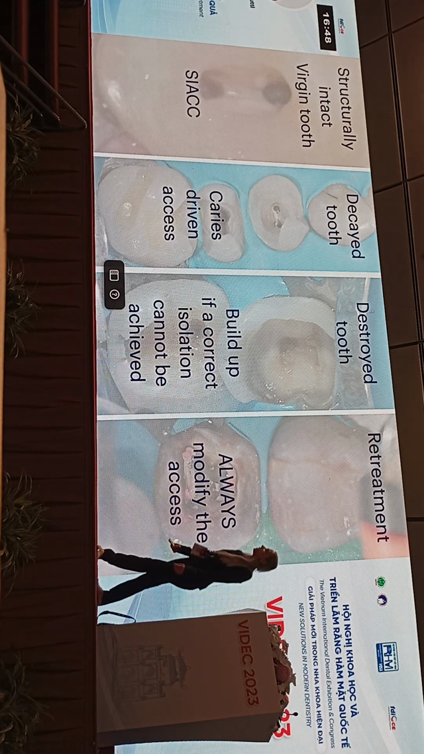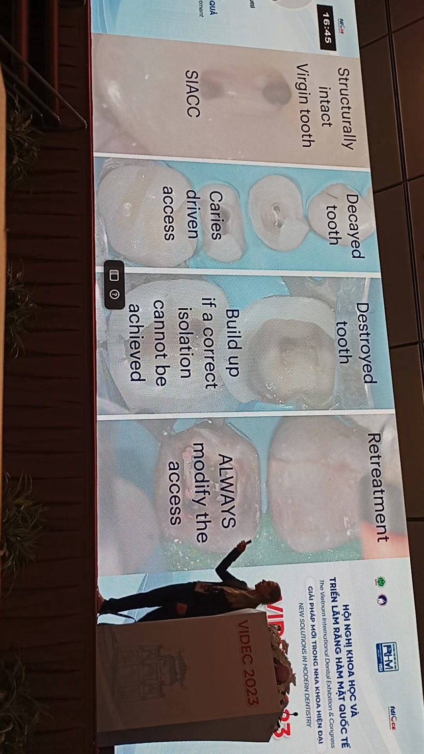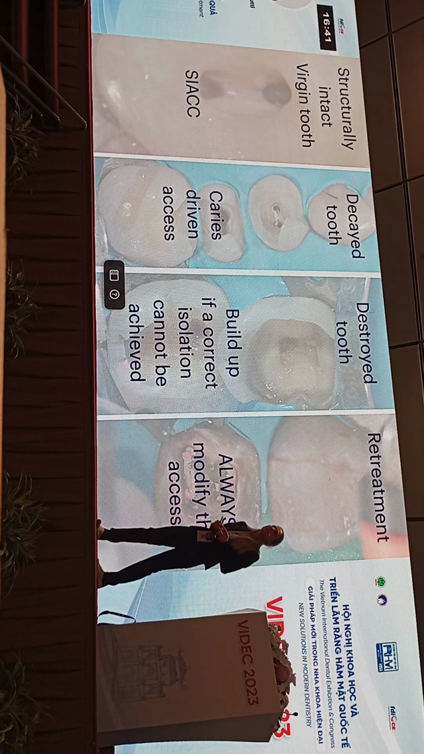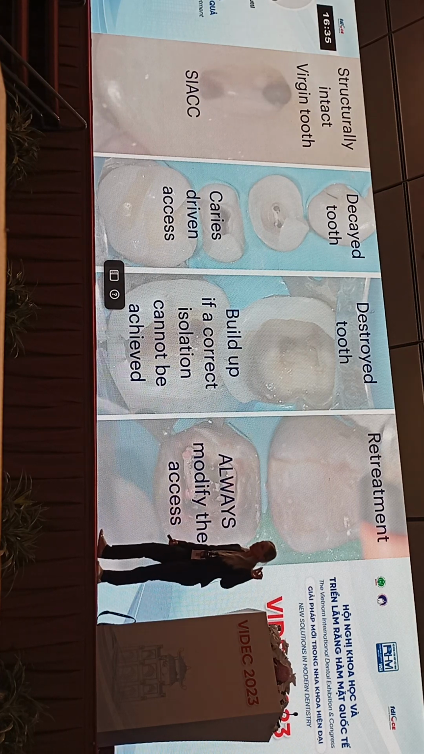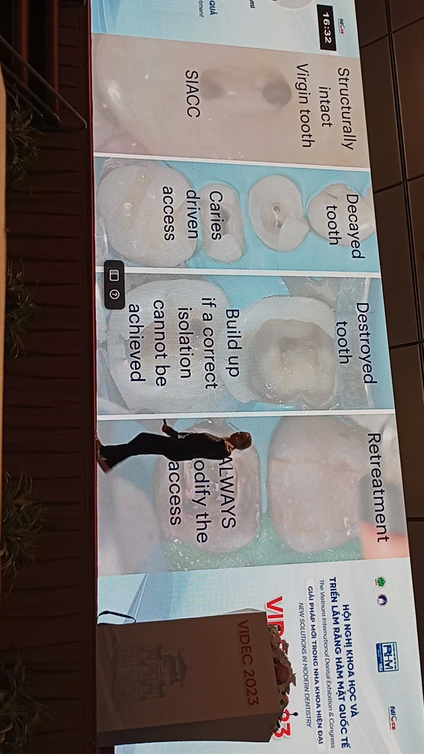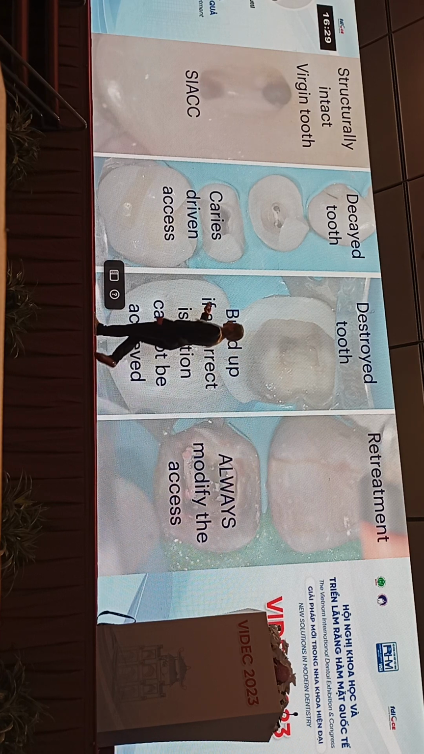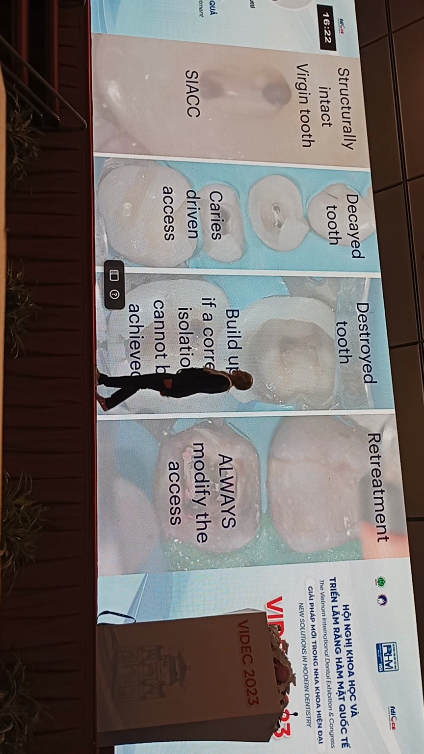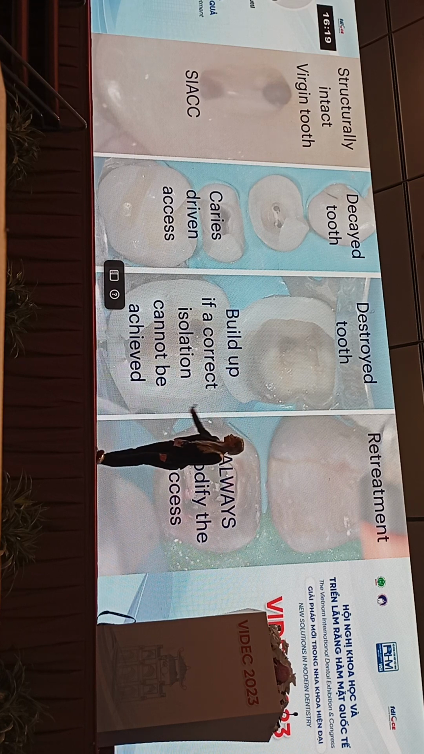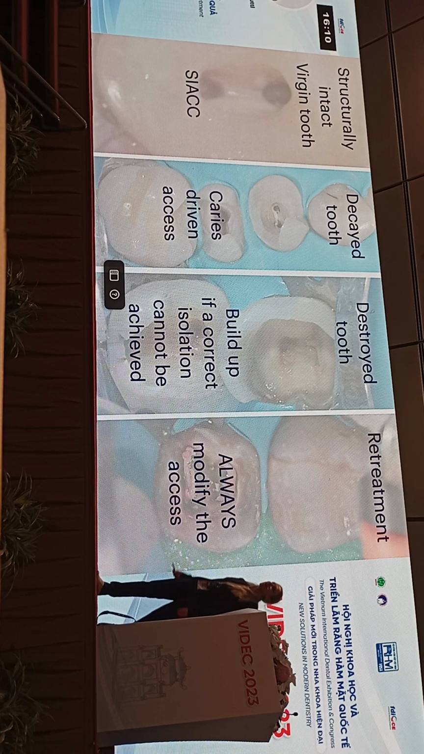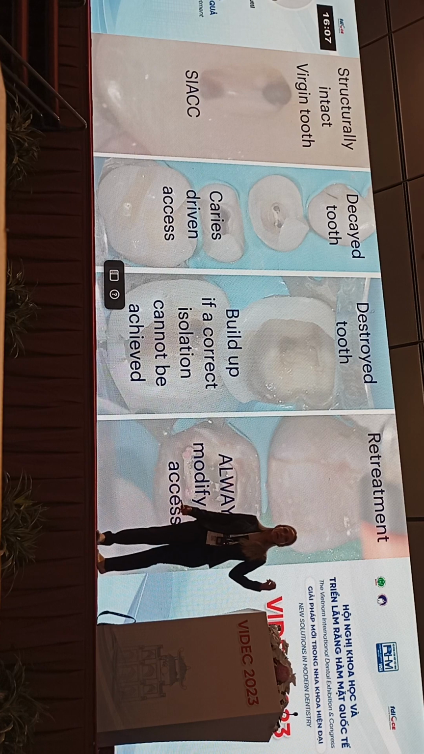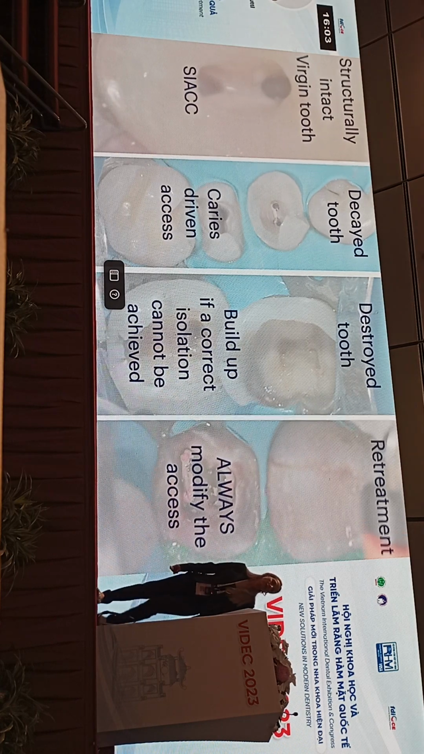So, to summarize, if I have an intact tooth, I do a conservative access cavity. But how many intact teeth are we treating endodontically in our practice? Few. Most of the time we treat teeth with restoration, with decays, so we do a caries-driven access. We remove all the restoration, all the decay, and then we do the access. If we cannot isolate, we do a pre-endodontic build-up. And if I do a retreatment, I always modify the access cavity, because 90% of retreatments are linked to the existence of a wrong access cavity that made the treatment fail.